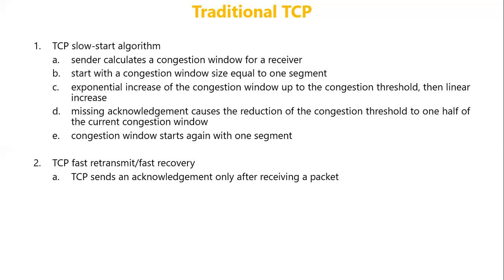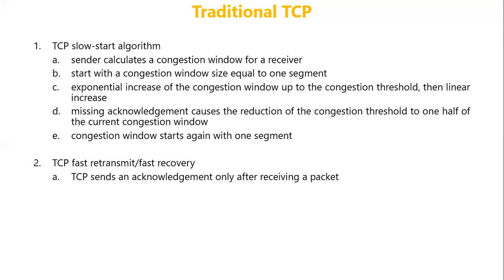In that case, there can be two cases. Either the acknowledgement may be missing, or sometimes the receiver may send duplicate acknowledgements. Duplicate acknowledgement also means that some packets are not received at the receiver end. In either case, the sender sets the congestion threshold to half of the current congestion window. If the current congestion window is 24, then it will set the congestion threshold as 12.